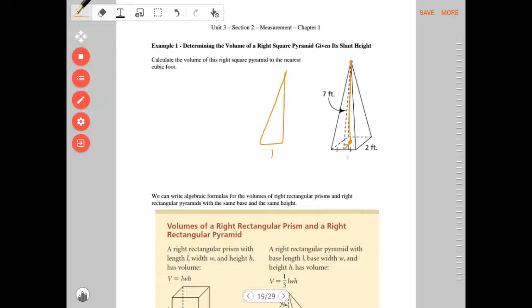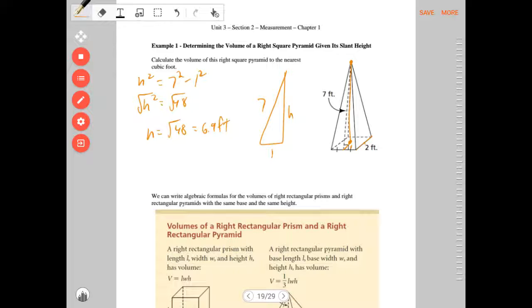We have a base of 1, because it's half of 2. So base of 1. The slant height was 7. If the slant height is 7, then we're looking for the actual height. This is backwards Pythagorean theorem. So that is 7 squared minus 1 squared. Remember, 1 squared is just 1. So h squared is 7 squared, which is 49, minus 1 squared, which is 1, so that's 48. Then h equals root 48, which approximates to 6.9 feet.